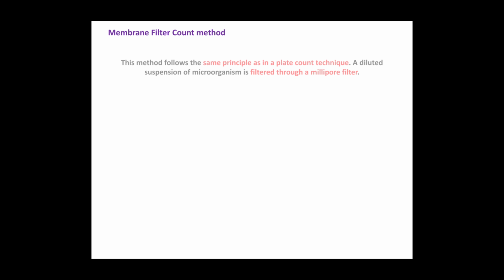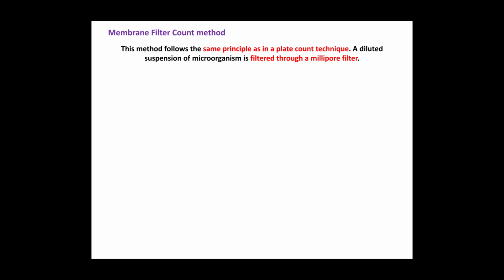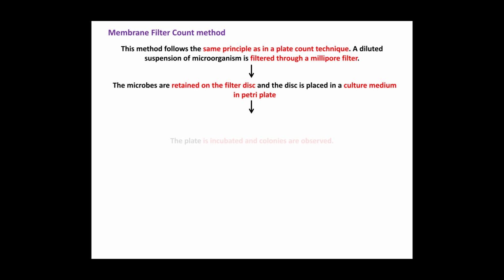The next technique is membrane filter count method. This method follows the same principle as the plate count technique. A diluted suspension of microorganisms is filtered through a millipore filter. In plate count technique, we don't use a filter, but in membrane filter count method, we have to use a millipore filter. The microbes are retained on the filter disc and the disc is placed in culture medium in a Petri plate. The plate is incubated and colonies are observed.